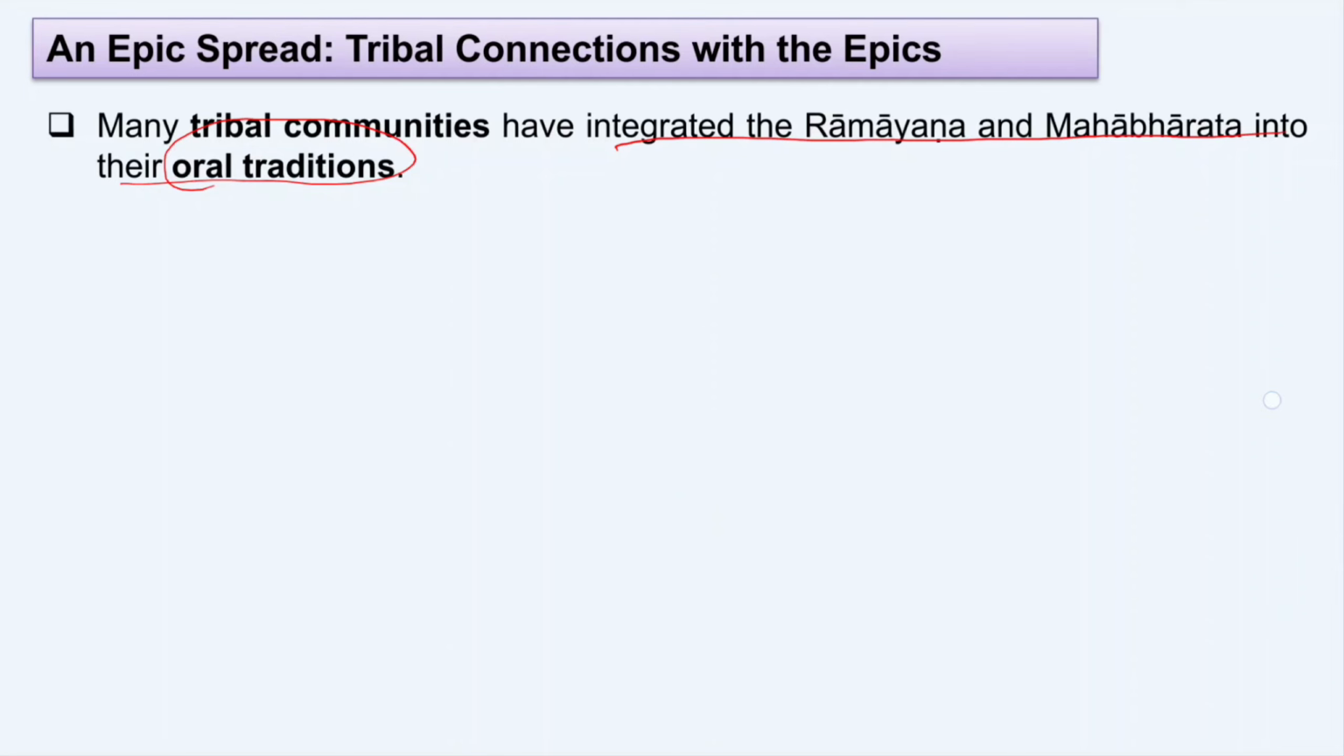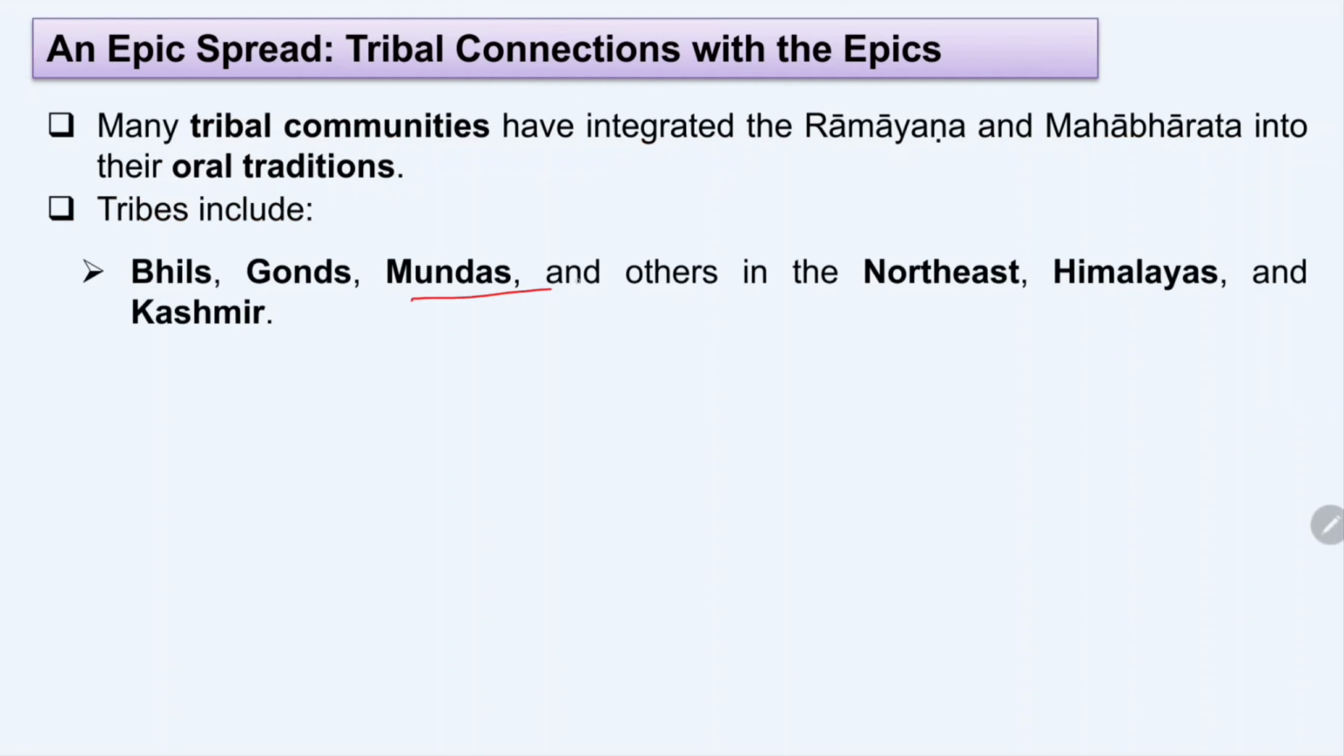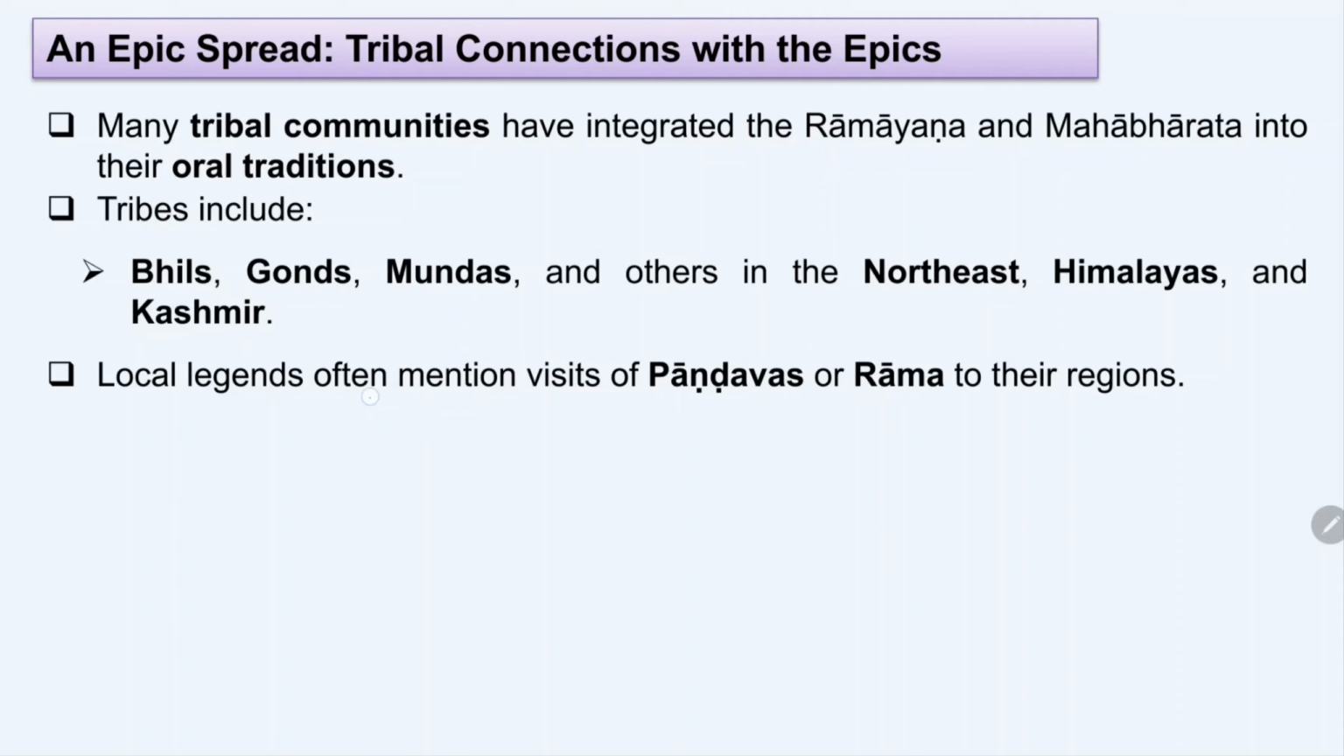the heroes of Ramayana and Mahabharata, generally all the 5 Pandavas and their wife Draupadi, okay, they all came and used to visit them, isn't it? So they visited the tribes' respective regions. So here tribes include the Bhil, Gond, Mundas and others in the northeast Himalayas and Kashmir. Okay, and local legends often mention their visit, the visit of Pandavas and Rama to their region. Okay, they used to depict that.